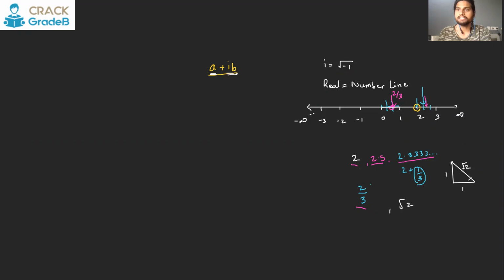So you can measure this distance in your compass, keep the center at 0, and then mark wherever it passes through, that is the distance √2. It is approximately 1.4 something. So it passes between 1 and 2. And that point is √2 on the number line. So this is how you can denote √2 on the number line.